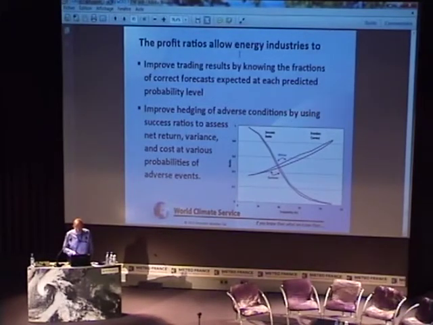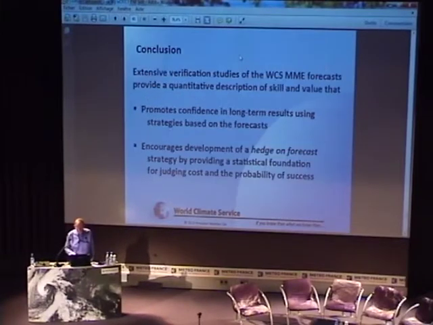The profit ratios allow energy industries to improve their trading results by knowing the fractions of correct forecasts expected at each predicted probability level. It allows them to improve hedging of adverse conditions by using success ratios because they can assess the long-term net returns, the variance, and the cost at various probabilities of adverse events. And that is using this diagram that we already looked at.